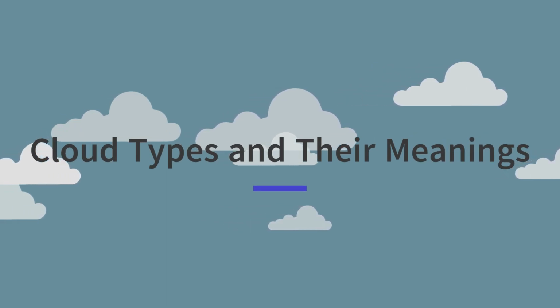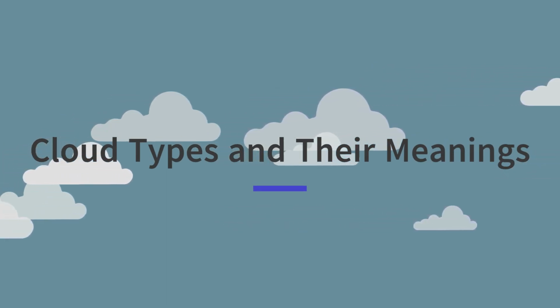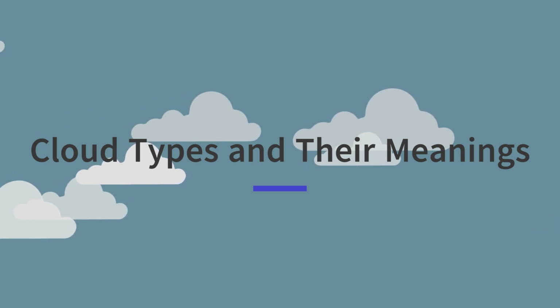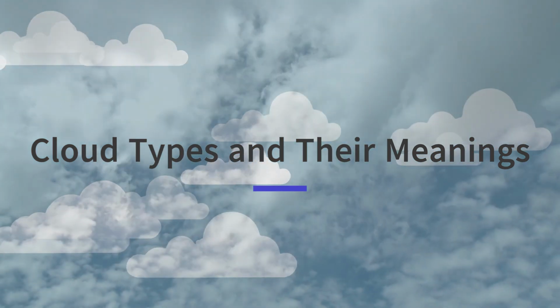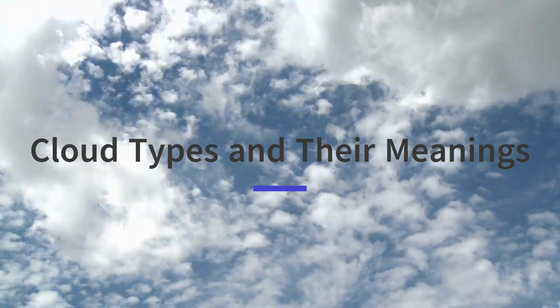Cloud types are an important part of forecasting the weather. They are classified according to their shape, size, and altitude. There are 10 main cloud types that can be identified in the sky.